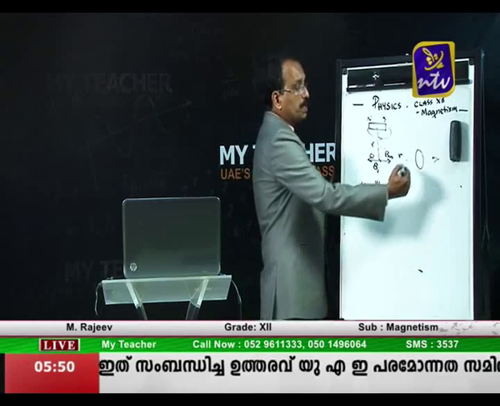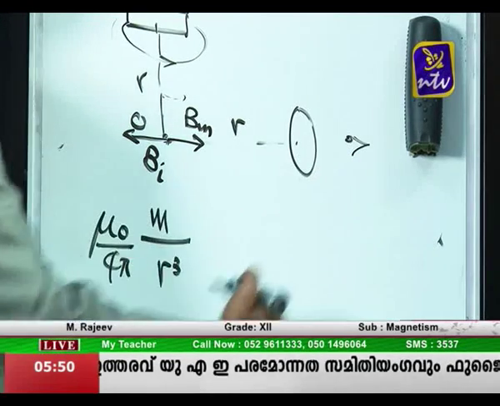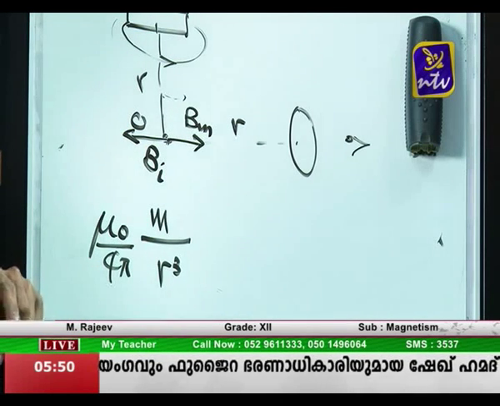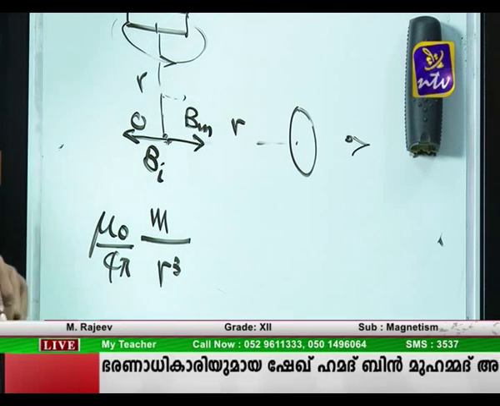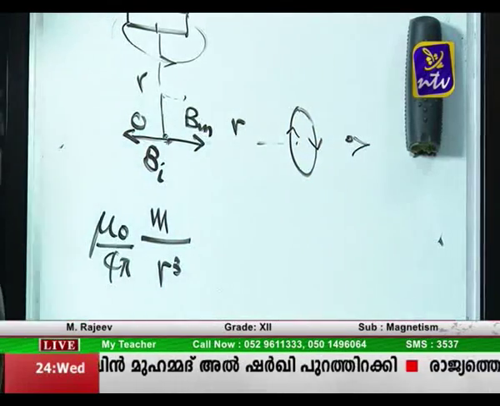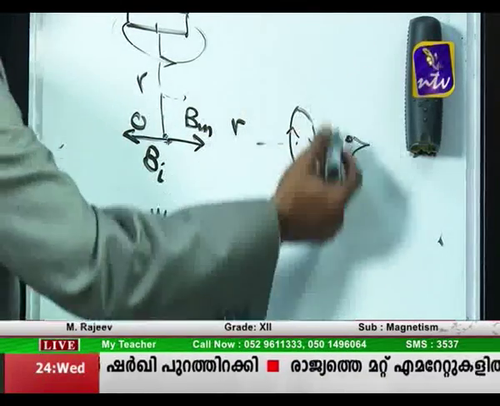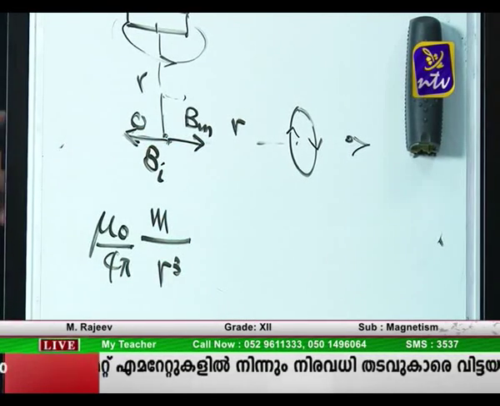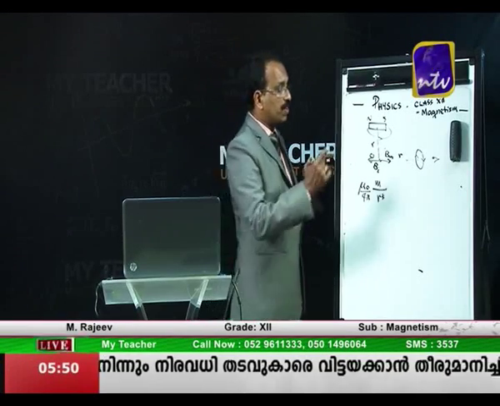Now, can you say what should be the direction of the current in this? If you look from this side, always remember one point: if the current is in the clockwise direction, the magnetic field is into the plane, and if it is in the anti-clockwise direction, it is out of the plane. So, looking from this side, the current is in the clockwise direction, and the magnetic field will be in this way. So, the direction of current we found out.